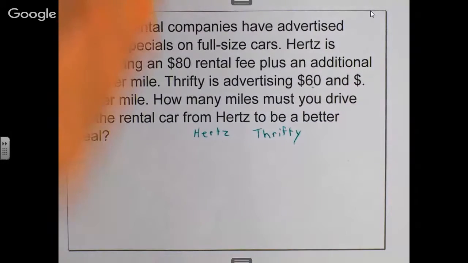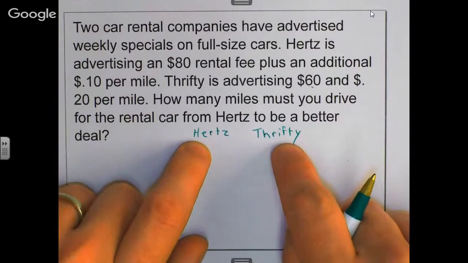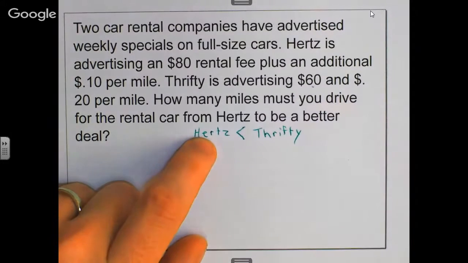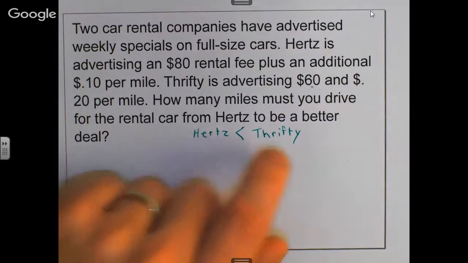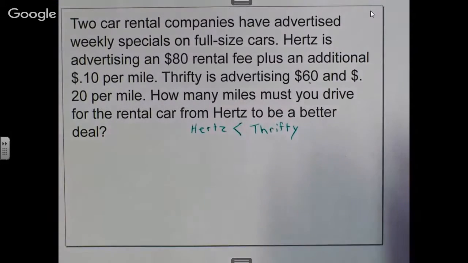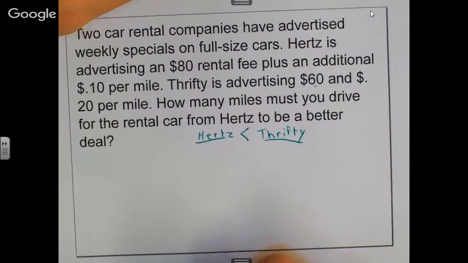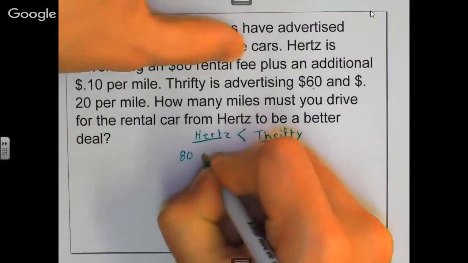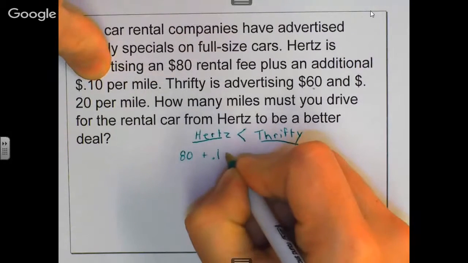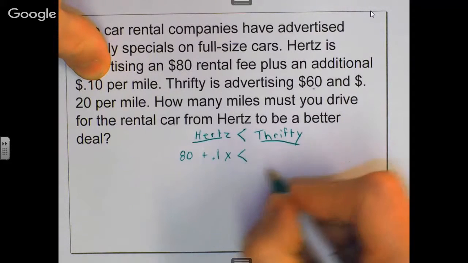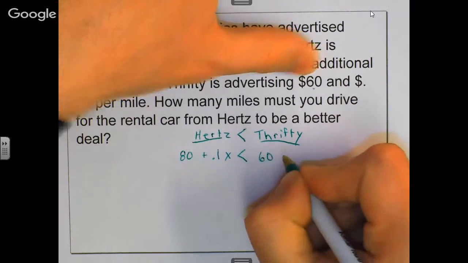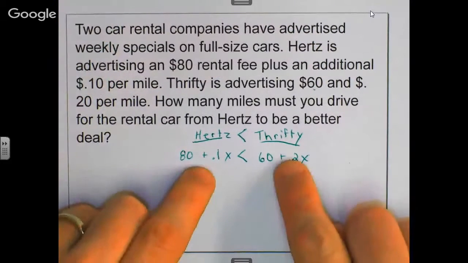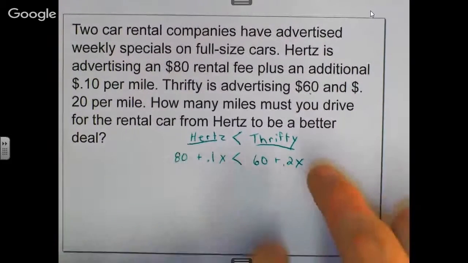Okay, so if we have our two companies, Hertz and Thrifty, and we want Hertz to cost less, we're simply going to say this is the cost, and it's going to be less than Thrifty's cost. Then I have to figure out how to find the cost of each. Hertz is $80 plus 10 cents per mile, and that has to be less than $60 plus 20 cents per mile. So these are the costs, and we want this cost less than this cost.